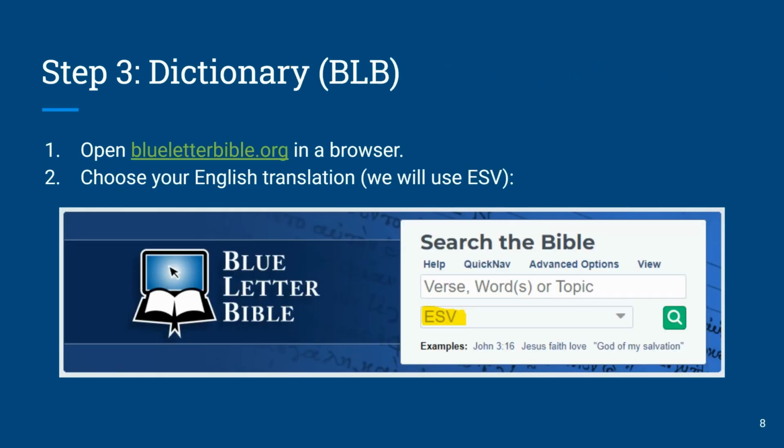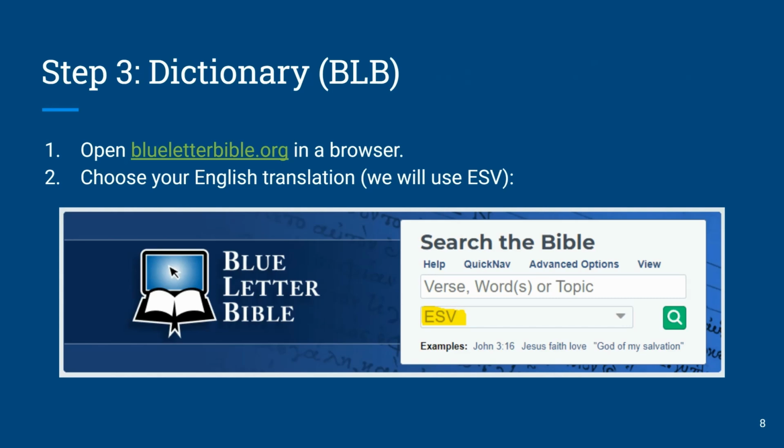Now, if you go to blueletterbible.org in a browser, you will see a banner that looks like the picture here on the screen. And you can choose your English translation by going to the little drop-down menu that is highlighted in yellow just below where you might search for a word or verse.